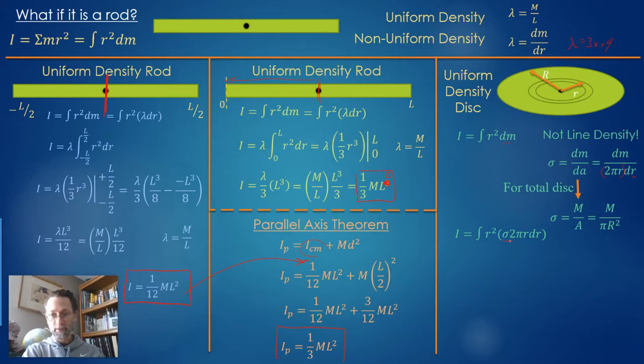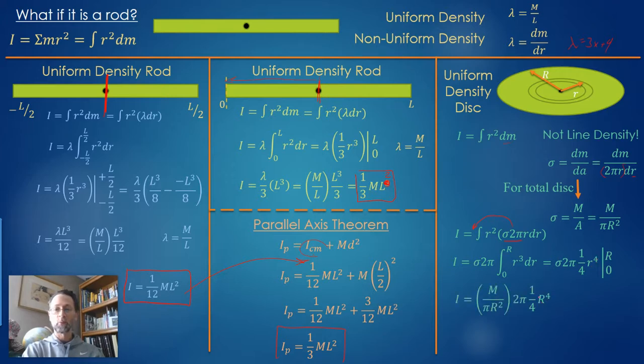Now, my sigma, 2, and pi can all get pulled out of the integral, right? So I can do sigma 2 pi and then r cubed dr, and I'm going to integrate that from 0, which is the center of the circle, all the way out to big R. So I'm going to end up with sigma 2 pi, and then when I integrate, I get 1/4 r to the fourth from 0 to r, which gives me 1/4 big R to the fourth. And then I can take this sigma, which is my total sigma, and plug in M over pi r squared, and simplify.